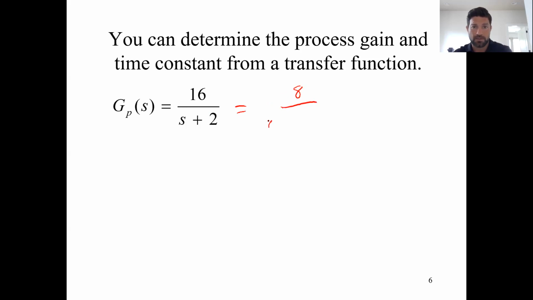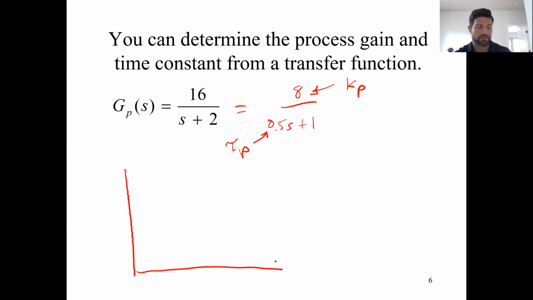So this would be 0.5s plus 1. Now we know the gain, and now we know tau p. Based on the gain and based on tau p, we can go ahead and sketch the response for this sort of process, for a process that has this as the transfer function.